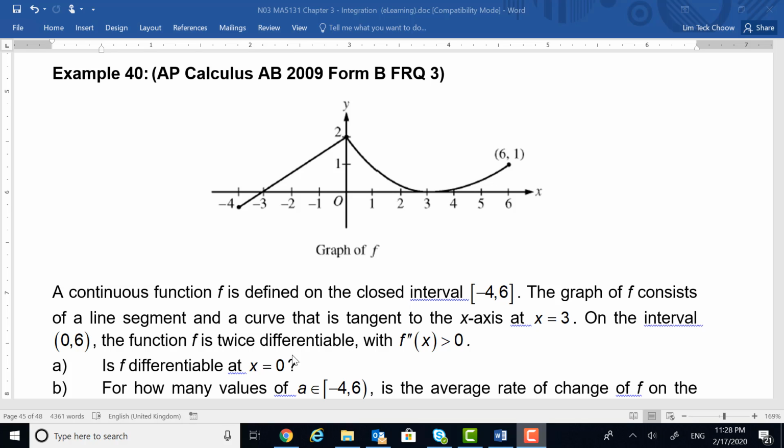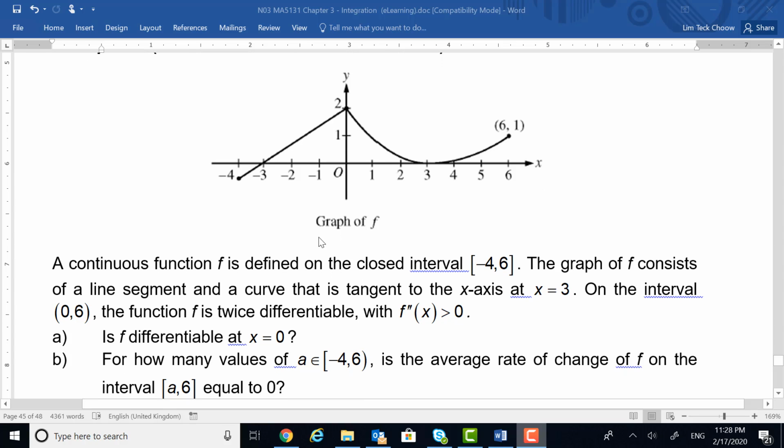So part A of this question asks, is f differentiable at x equals 0? At x equals 0, which is here, you see a curve here, right? A sharp turning. So judging from this graph, you can therefore tell that this function f is not differentiable at x equals 0 because of the presence of a curve.